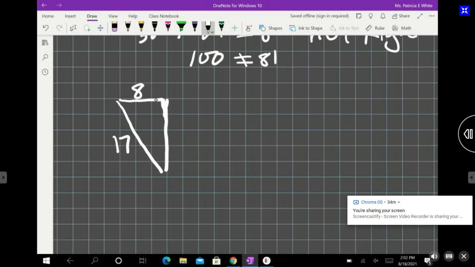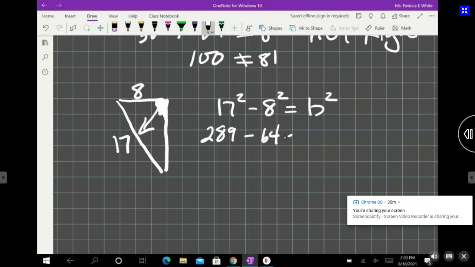Add or subtract? Subtract. Right? Okay, the 17 is the hypotenuse. So what should I write? 17 squared minus 8 squared equals B squared. 17 squared. What's 17 times 17? 289, minus 8 squared, which is 64.